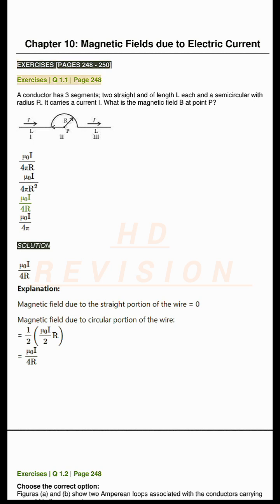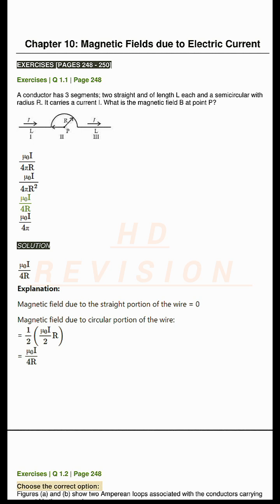Exercises Q1.1, page 248. A conductor has three segments, two straight and of length L each, and a semicircular one with radius r. It carries a current I. What is the magnetic field B at point P? Solution.